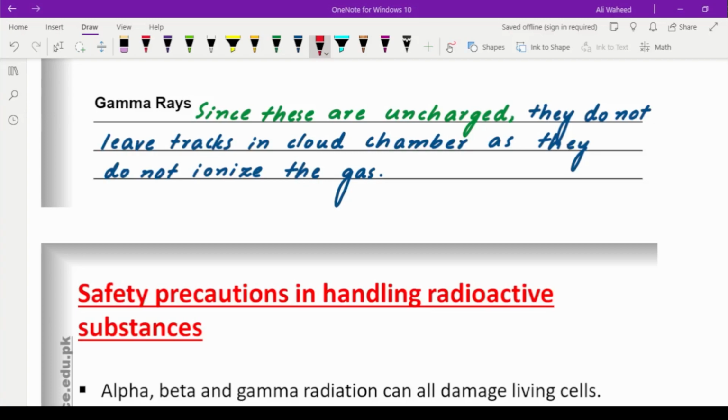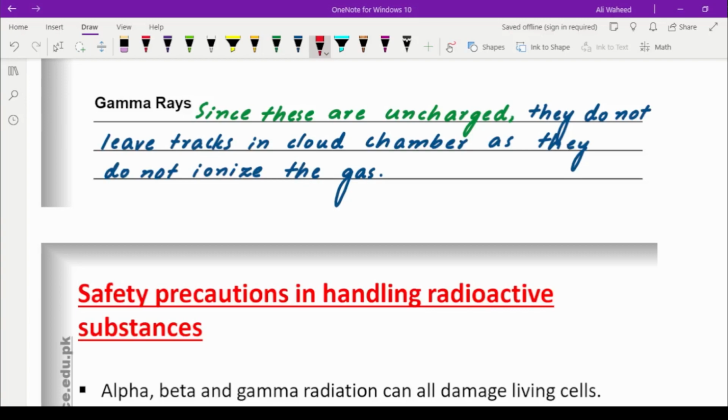So what do we do with the gamma rays? Well, we identify gamma rays indirectly by observing their effects on other particles or by using other detectors, for example the GM tube, that can be used along with the cloud chamber. Then we can detect the gamma rays, or you can use the GM tube separately to detect the gamma rays. And the other thing, you can study the effect of these gamma rays on other particles, for example photoelectric interaction, Compton scattering, but this is for higher level physics.